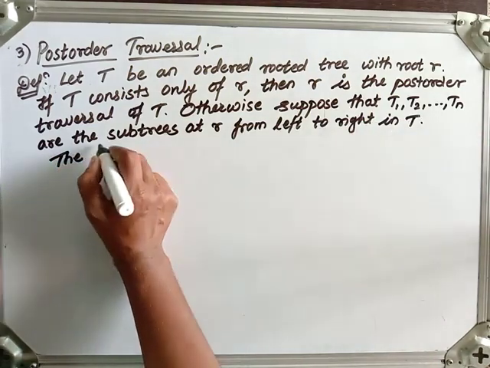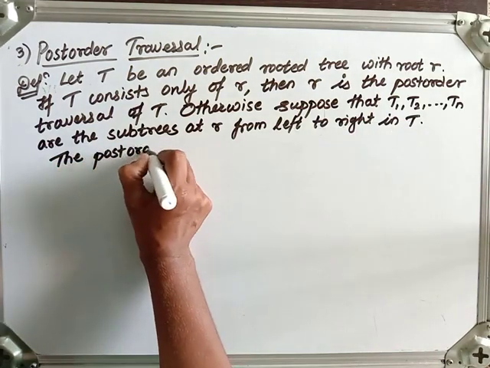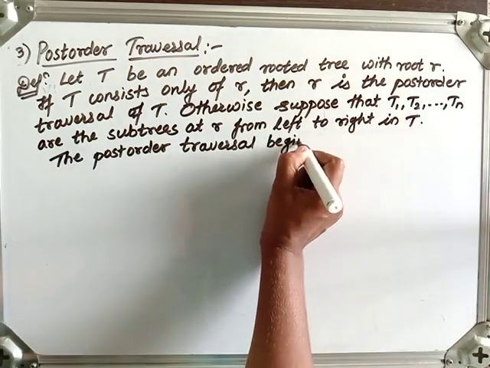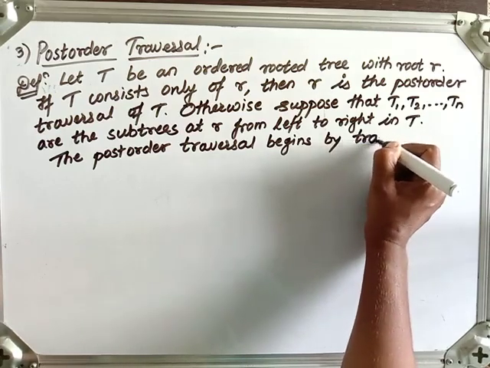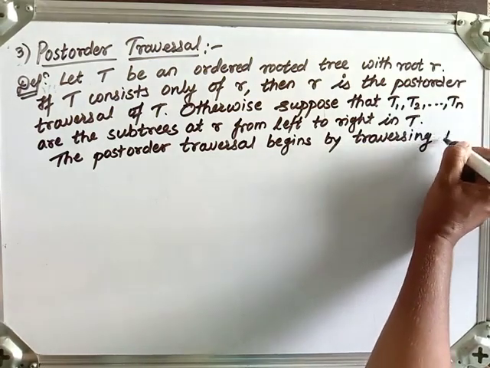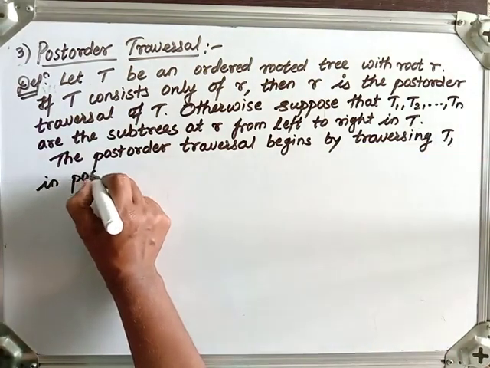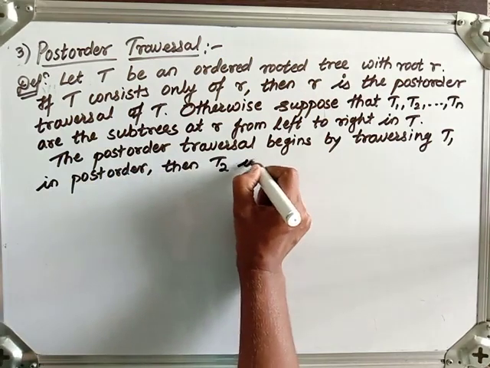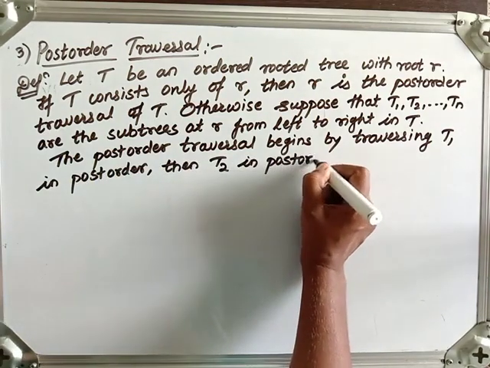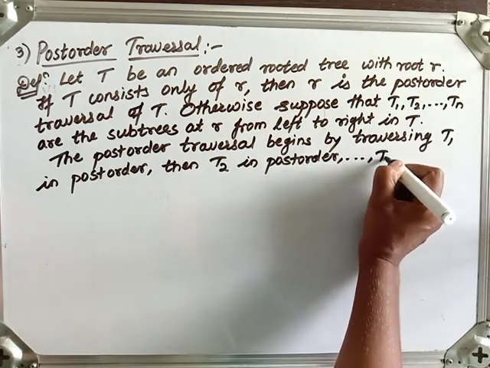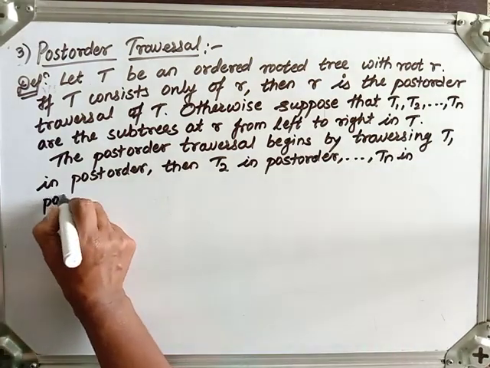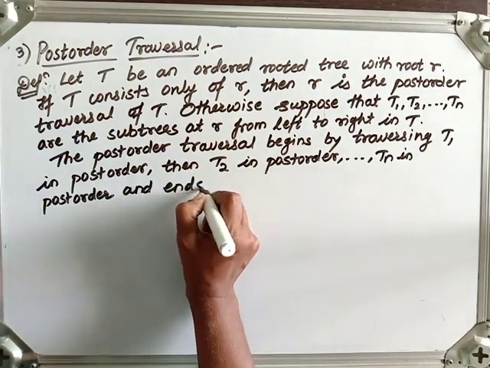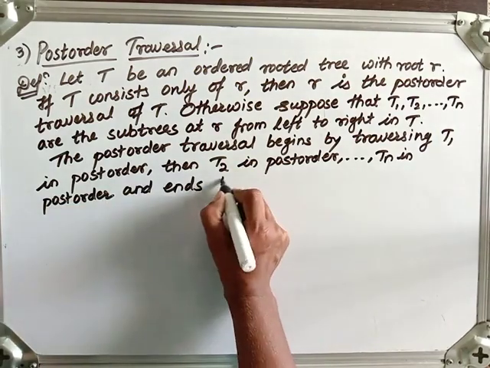The post order traversal begins by traversing T1 in post order, then T2 in post order, and so on up to Tn in post order. And finally it ends by visiting R.